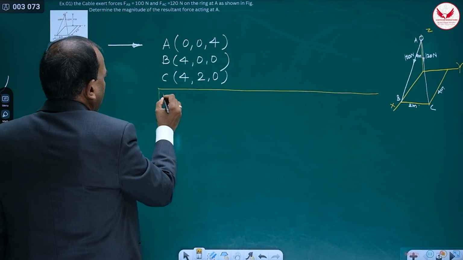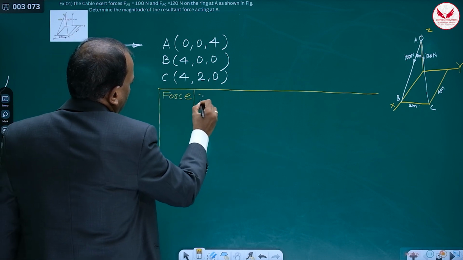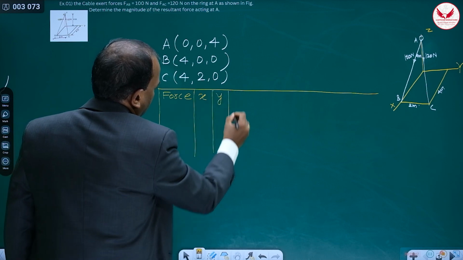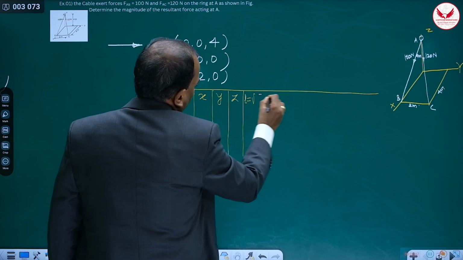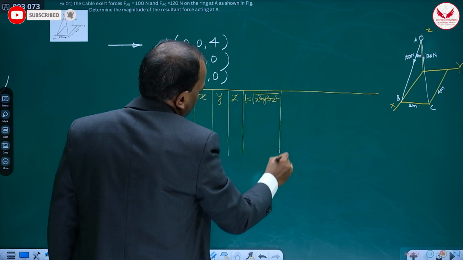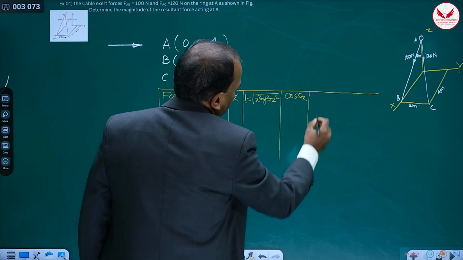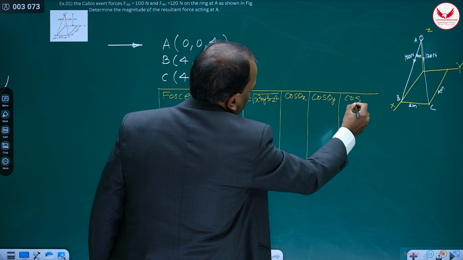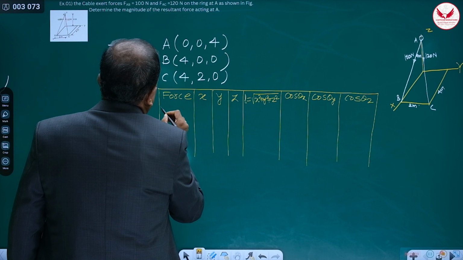First, what do you have to write? The first column is going to be force. Then X, then Y, Z. Then L is equal to under root x square plus y square plus z square. Then cos theta x. Next column, cos theta y and cos theta z. So these are the columns.